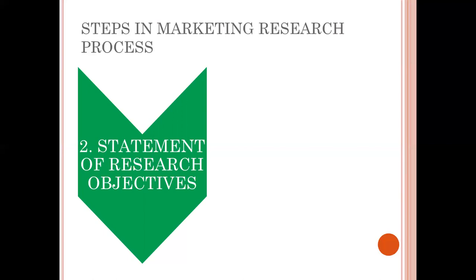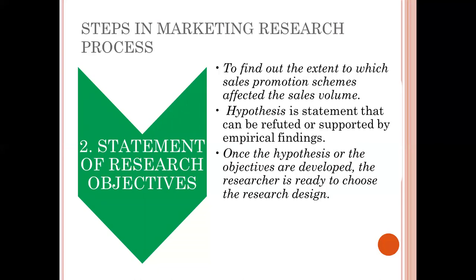The next step is the statement of research objectives. After identifying and defining the problem and formulating the research problem, the research must take a formal statement. Such objectives may be stated in qualitative and quantitative terms and expressed as research questions, statements, or hypotheses. To find out the extent to which sales promotion schemes affect sales volume, we need to formulate a hypothesis. A hypothesis is a statement that can be refuted or supported by empirical findings. Once the hypothesis or the objectives are developed, the researcher is ready to choose the research design.